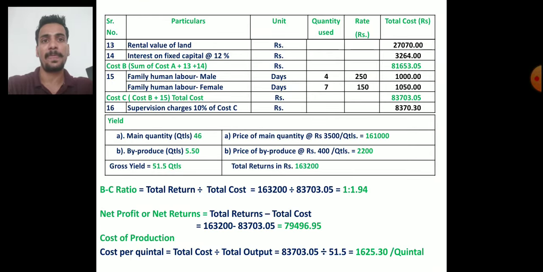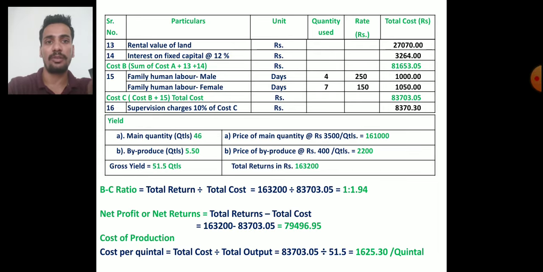Final. Now as we all know, cost A is 51,319. Now we have to calculate the rental value of land. The formula for calculating the rental value of land is 1/6 of gross produce. What is the formula for calculating rental value of land? It is 1/6 of gross produce minus land revenue.